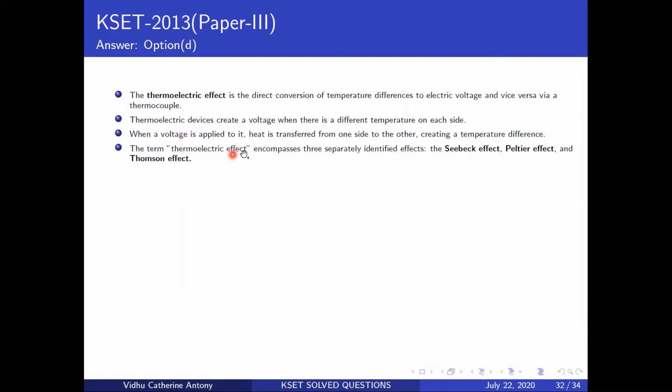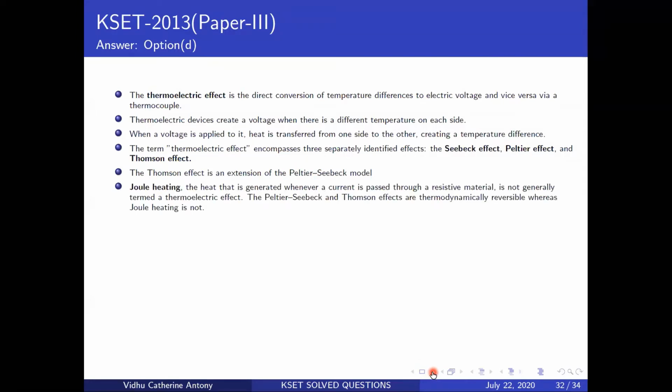And this thermoelectric effect encompasses three separate effects: your Seebeck effect, Peltier effect, and your Thomson effect. And why is it so? Let's look at these two now. Your Seebeck and your Peltier together are basically a combination, an extension of the Peltier-Seebeck model. So why is your Joule heating not a part of this thermoelectric effect?